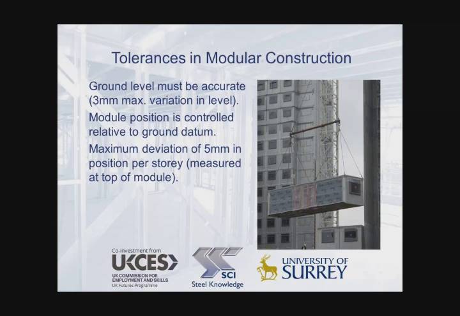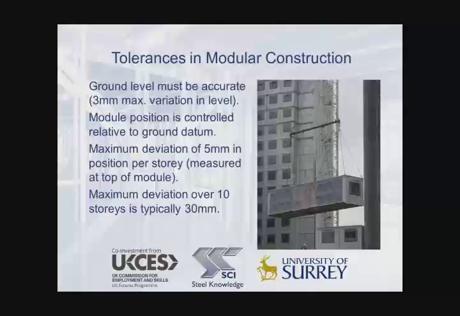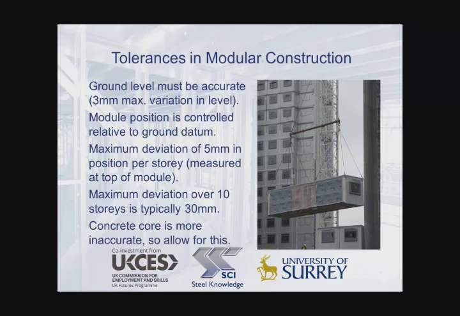The permitted maximum deviation of each module relative to the one below is 5 mm typically. But the maximum deviation over 10 stories is limited to about 30 mm. So obviously this requires greater control over the installation of a number of modules. A concrete core is generally more inaccurate than the modular construction, so the connection details should allow for this.